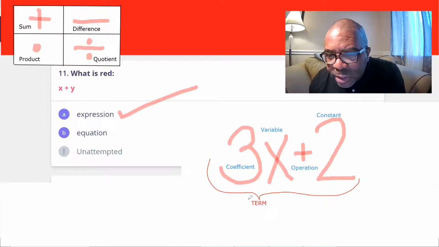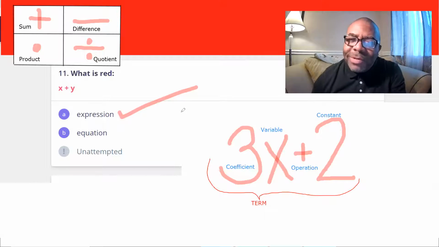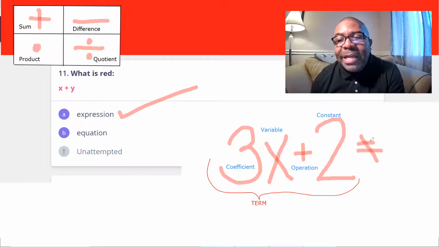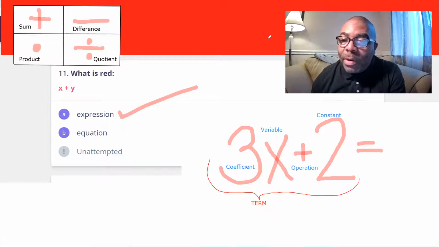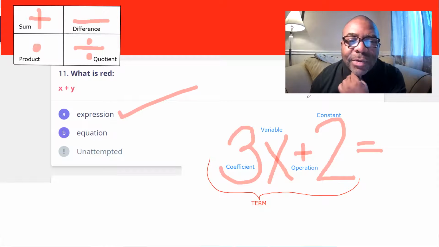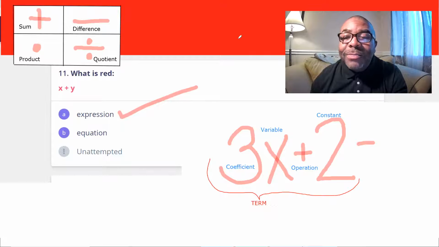You say, well, what's the difference between a term and an expression? They're very similar, but we know it's not an equation because an equation would have an equal sign. Equations have equal signs. Since there are no equal signs here, the answer is expression. So hopefully you received that.